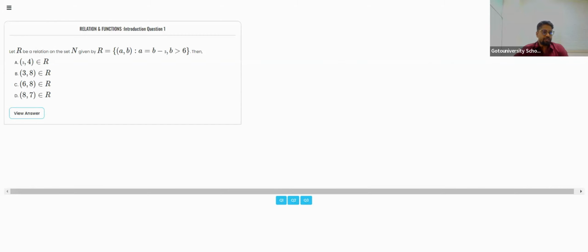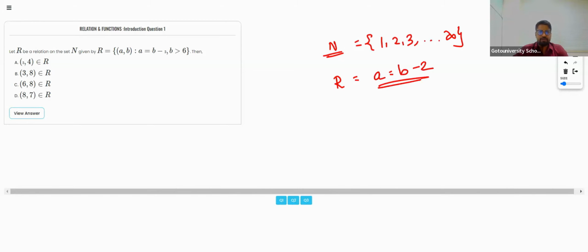Meanwhile, I'll read the question to you. Let R be a relation on the set N. What is N? N is the set of natural numbers, all the counting numbers, right? And the relation R is defined like this: the set of all ordered pairs (a, b) such that a is equal to b minus 2, and there is a condition further, b is greater than 6. Which of the following options are elements of this relation?